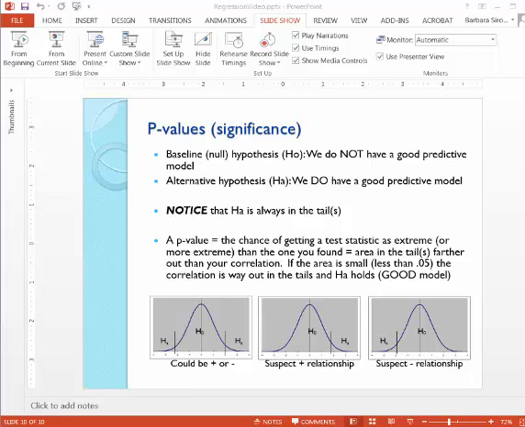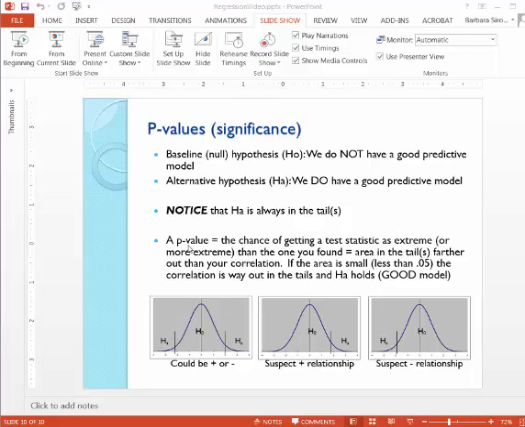Notice on this picture that the HA is always in the tails. So in the center of the curve is no good predictive model. If the correlation is really high, close to 1, or really low, close to -1, that's when we know the predictive model is good. So what is this p-value?